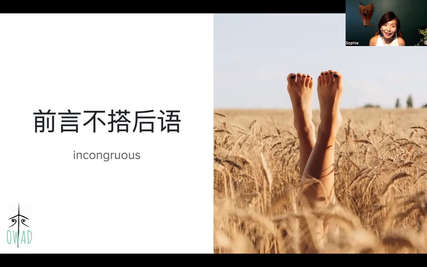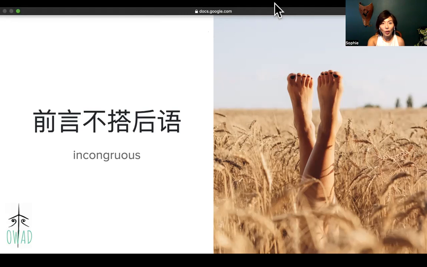It's a little bit, I don't know, in English, I seldom hear this English word either. But I guess "in" is a negation, right? "Congruous" is like a coherent piece. So "incongruous" just means that what you're saying doesn't make full sense because you're talking about different things, or have different opinions about them. All right. 前言不搭后语.